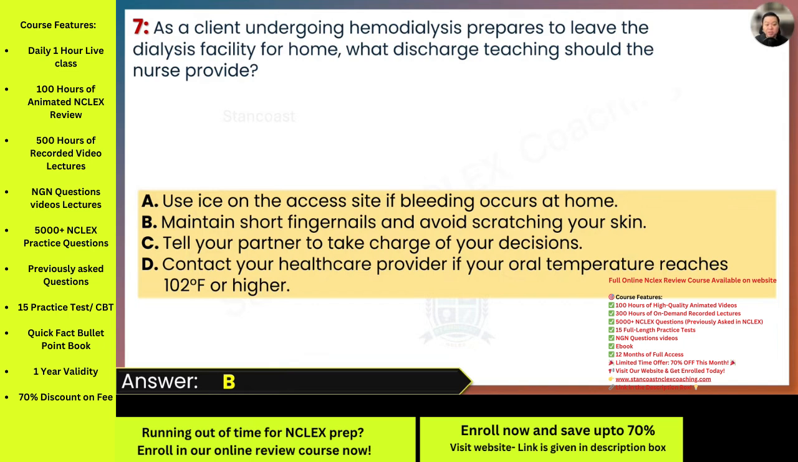So for this test question, think about prevention and early intervention, and the best answer should involve preventing complications rather than just reacting to them. And so the best option that we have here is to select B, maintain short fingernails and avoid scratching your skin.